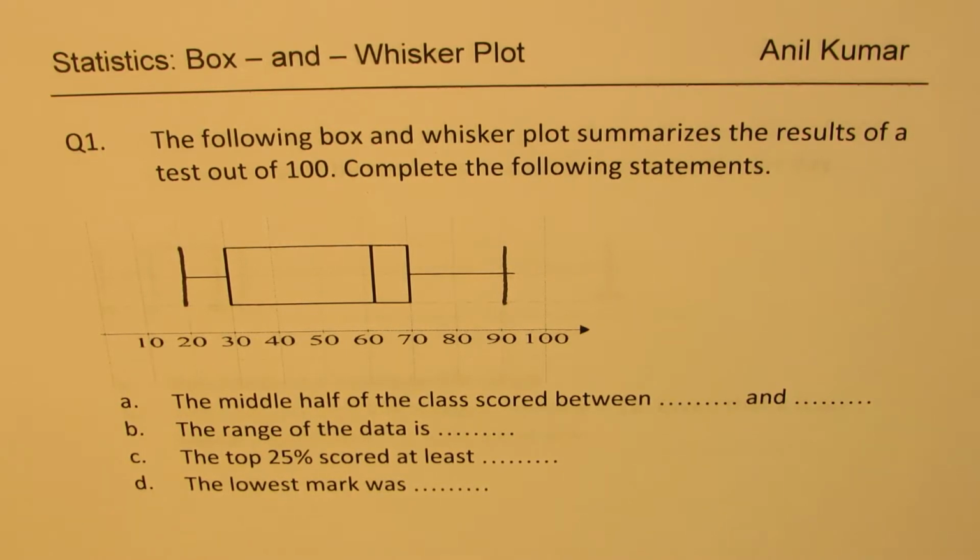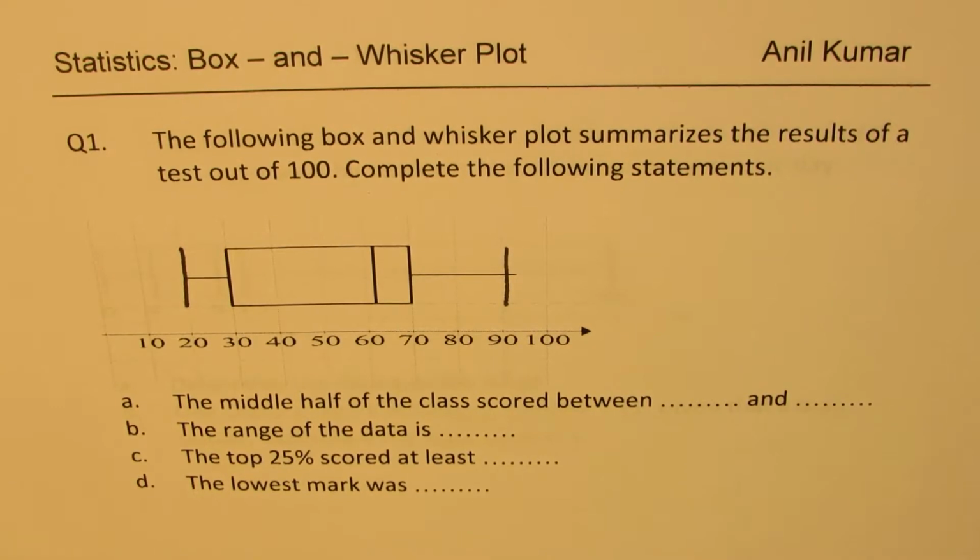Question number 1. The following box and whisker plot summarizes the results of a test out of 100. Complete the following statements. A. The middle half of the class scored between dash and dash. B. The range of the data is what? C. The top 25% scored at least how much? And D is the lowest mark was what? You can directly read the information and write your answer.